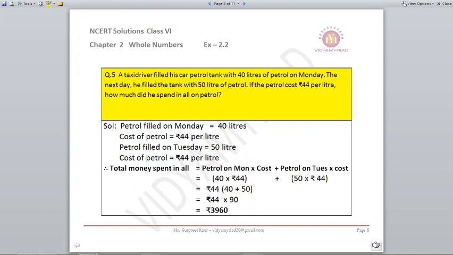Now this was the splitting. I calculated Monday also and Tuesday also. Now another way is you can calculate in one way also. What will be the total cost spent in all? That will be the cost of petrol, that is 44, in the bracket, petrol filled on Monday plus petrol filled on Tuesday. So 44 into 40 plus 50, you will get the same equation. So you can do it in either way, whichever you find convenient.